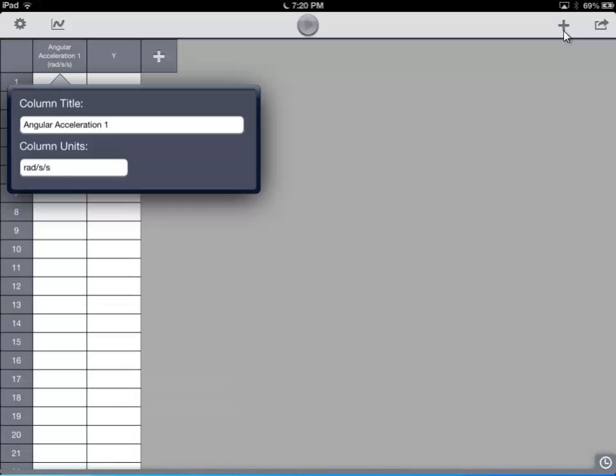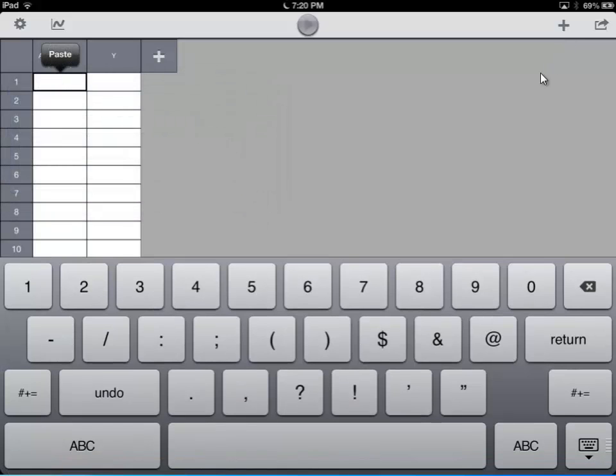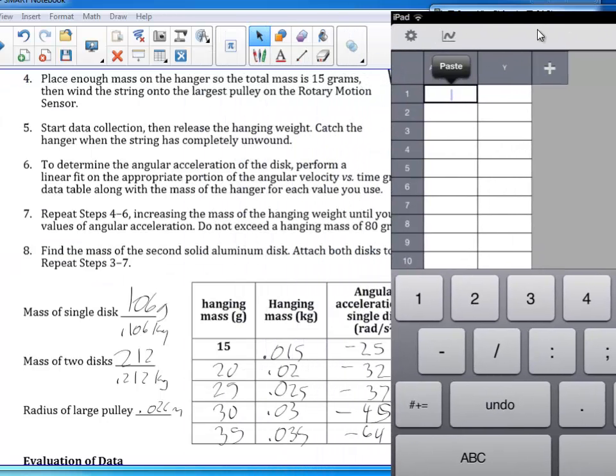Now you can actually put in that data that you have from your lab sheet. My angular accelerations were, let me pull this information open, 25. And you want the positive values for angular acceleration. We already subtracted it in the equation, so we want the positive values. 25, 32, whoops, I don't want that in Y, I want that in X. 32, 37, 45, and 64.